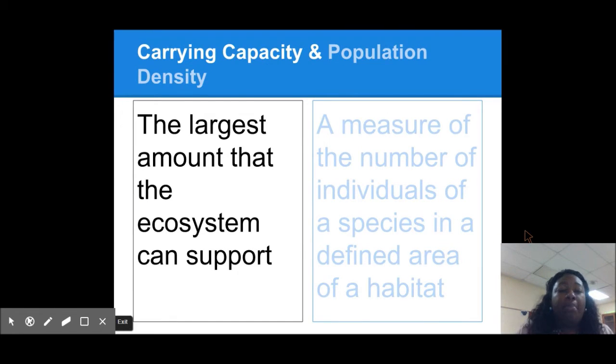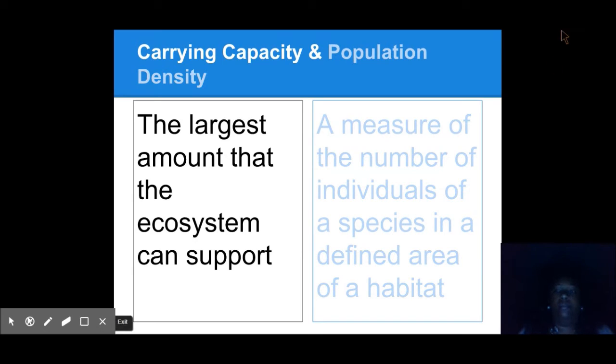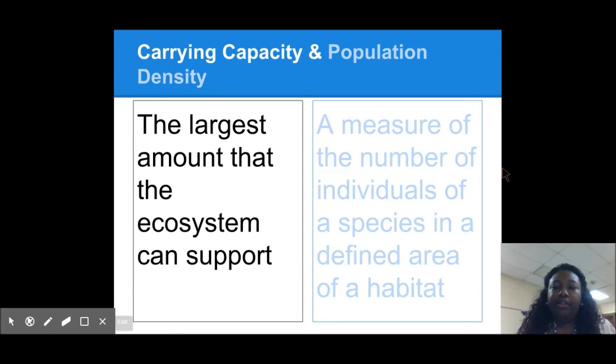All right, so carrying capacity and population density. Carrying capacity is the largest amount that the ecosystem can support. Okay, it's common sense. Think about capacity has reached its limit. Then you have population density, and that measures the number of individuals of a species in a defined area of a habitat. So the population of Northern Middle School is around 30 students. That's our population of species, students, in Northern Middle School. That's our habitat. Okay.